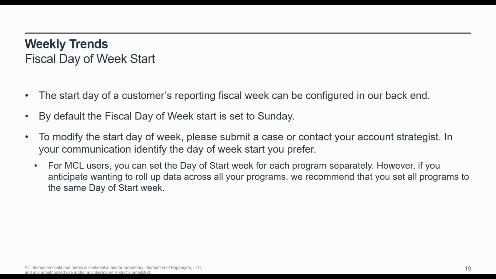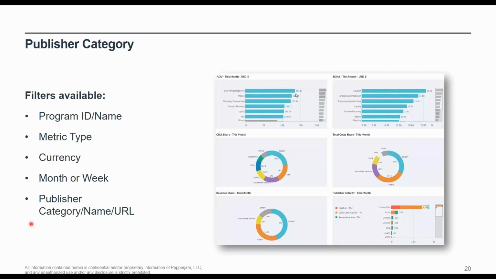We talked about day of week start. Publisher category. So this is a tab that shows you month-over-month trends at the publisher category level. We have a variety of different visualizations that are available to you. You can apply filters in this tab.